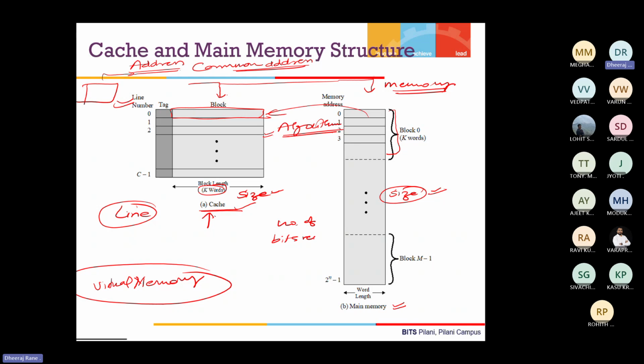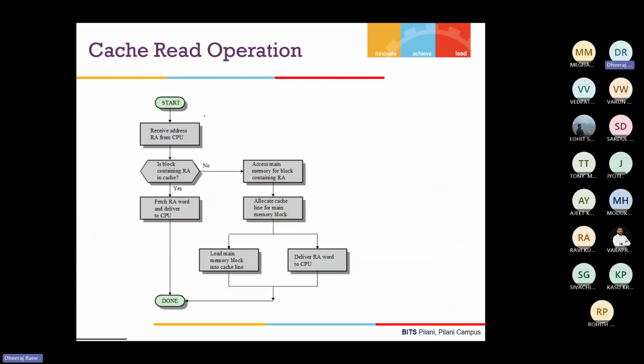So whatever the number of bits remaining, those bits will be taken as the tag, so that the width of the address can be maintained. We will see further. This is the basic read operation that I have already explained. We will see it in terms of a flow chart. Okay, so read address, RA, corresponds to read address. So receive the read address from the CPU.